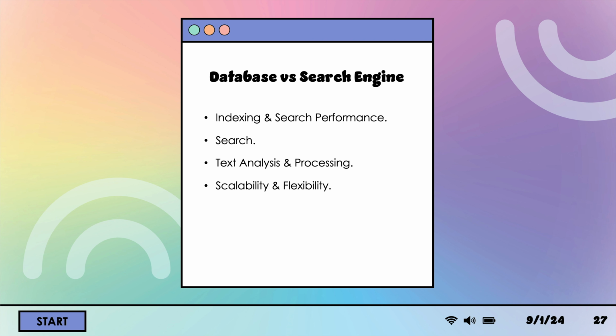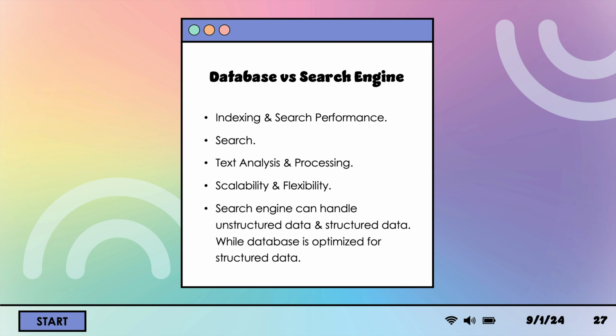Scalability and flexibility. Full-text search engines can handle large data and high query loads. Traditional databases may struggle with scalability when dealing with lots of text data. Search engines are built to handle unstructured data, while databases are optimized for structured data. This makes traditional databases less suitable for full-text search. Specialized search engines like Elasticsearch are used for advanced text search. Some databases have added text search features, but they may not match the performance and scalability of specialized search engines.